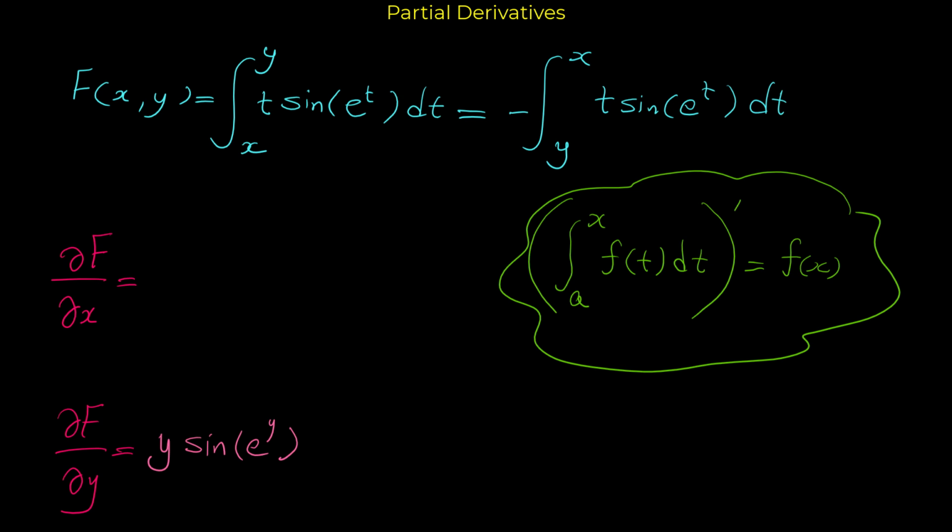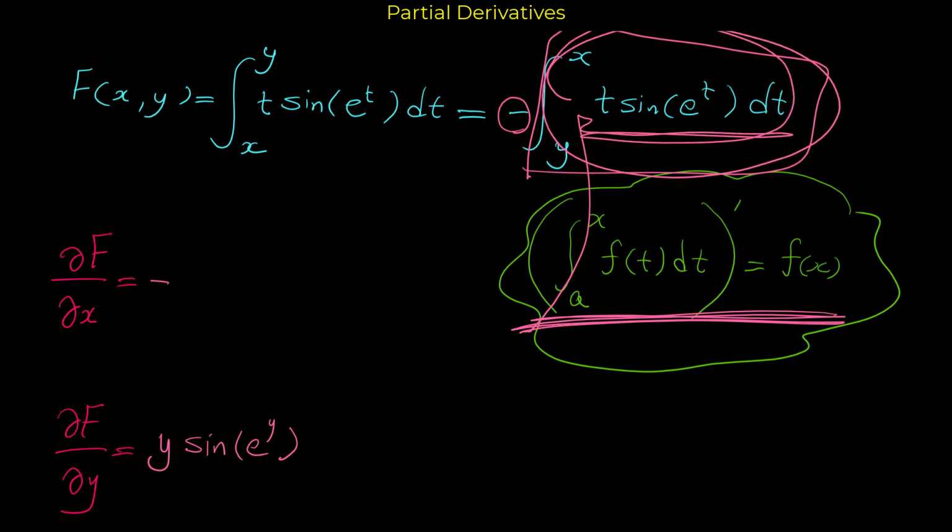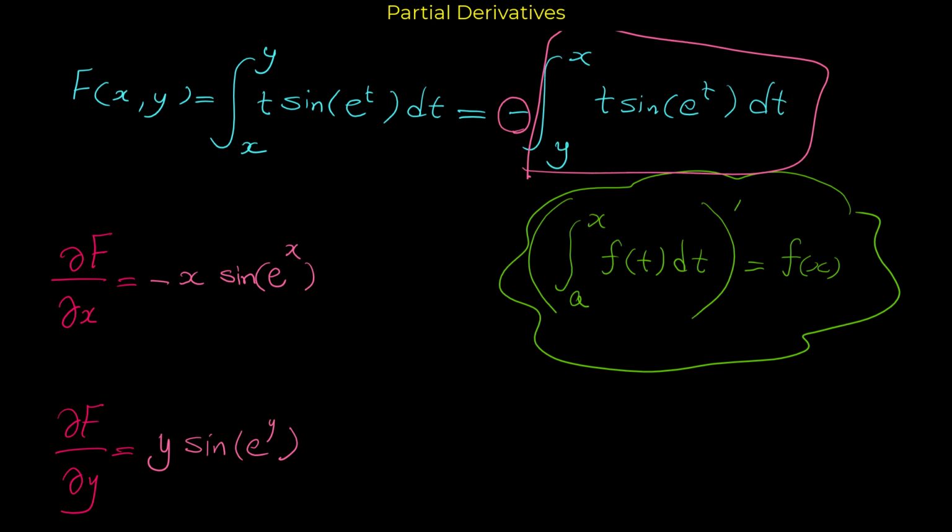Now let's find the answer. For finding the partial derivative of f with respect to x, don't forget to put the negative which is here. Now focus on this. Based on the fundamental theorem of calculus, the derivative of this integral is simply plug in x for t. So the answer is negative x sine of e to the x. If you like, you can put the bracket, and that's it. This is the answer. As you can see, at first this question seems challenging, but the answer is really simple.